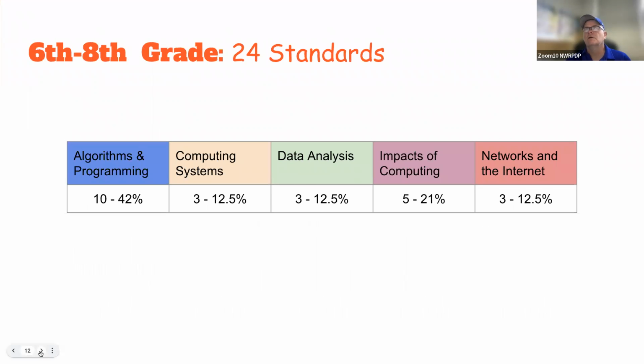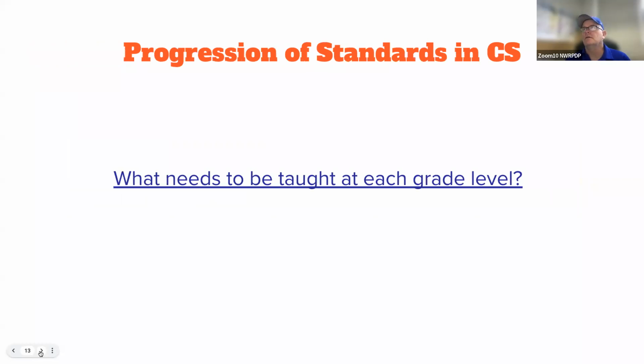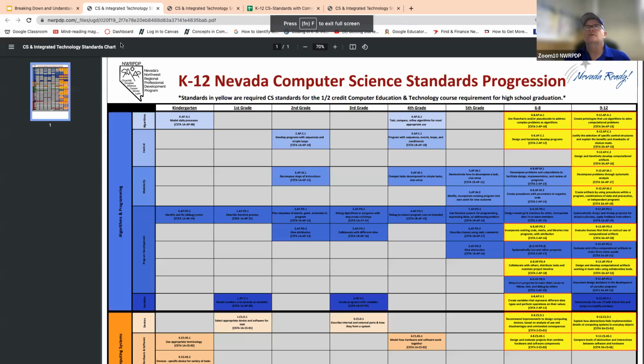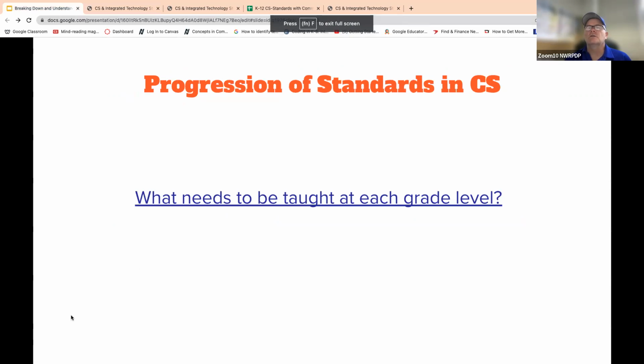5th grade, 11. Okay, so 6 through 8, you have 24 standards. I know some schools have electives and other things like STEM. So these certainly can be integrated with STEM and can be matched up and be taught in a lot of those STEM classes if the teachers have some knowledge of those. Math and science are great ways to integrate those as well. Okay, so what needs to be taught at each grade level? I think we did this. Yep. So that's my bad. Let's go to the next one.